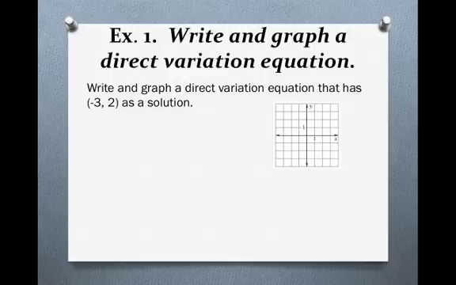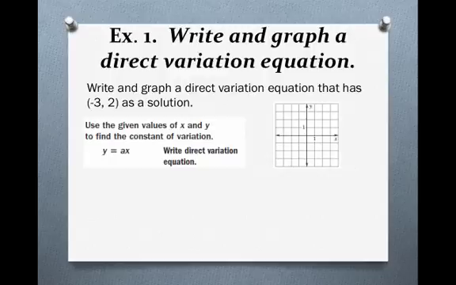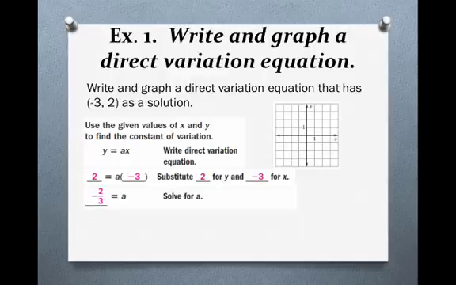For example 1, we're going to write and graph a direct variation equation that has -3, 2 as a solution. Now, we know an x and y value here, and we can use that to find the constant of variation because it has to be true for every xy pair. So we're going to use y equals a times x, plug in the specific x value and the specific y value, and solve for a. So 2 equals a times -3, because y is 2 and x is -3. So we substituted 2 for y and -3 for x, and then we're going to solve for a.